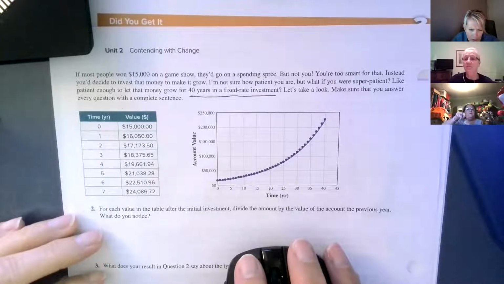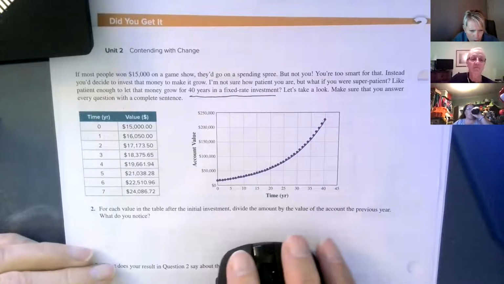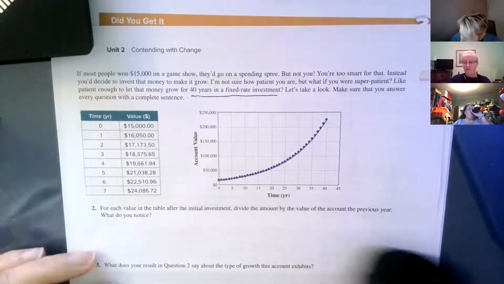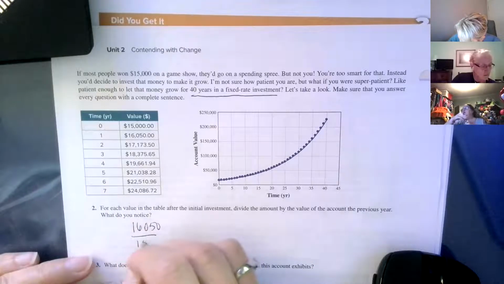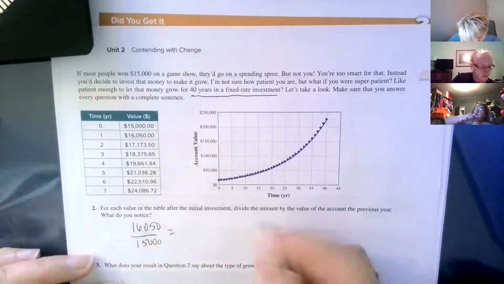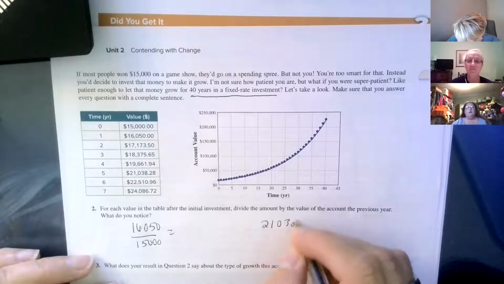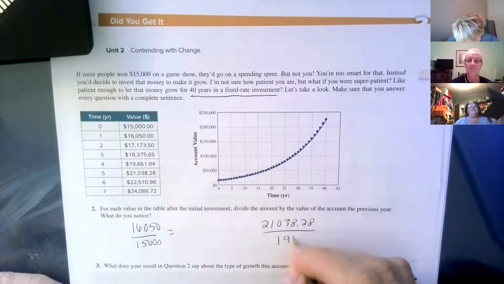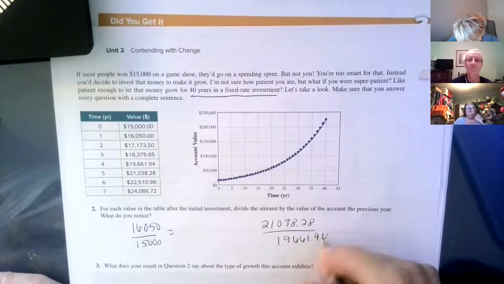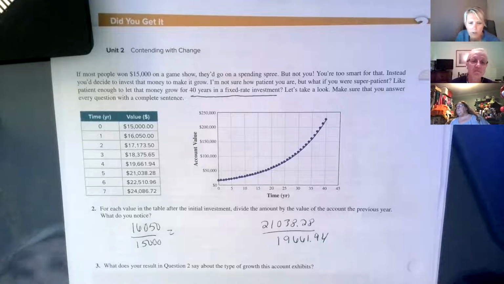Okay, so how can we tell? It says for each value in the table after the initial investment, divide the value of the account by the value of the previous year. What do you notice? So if we were to take 16,050 and divide by 15,000, and then if we check another one, oh, it's a steady slope up. What do we notice that to be?